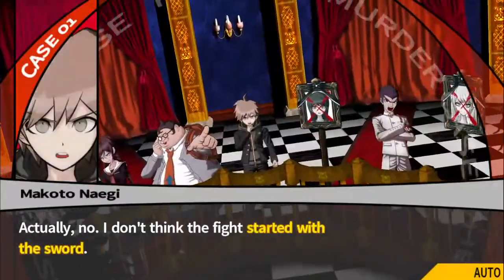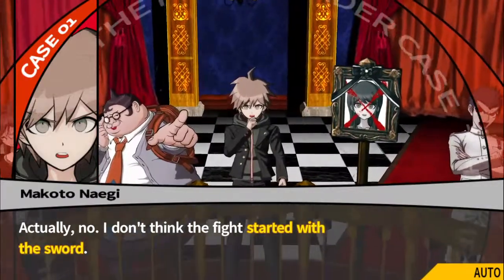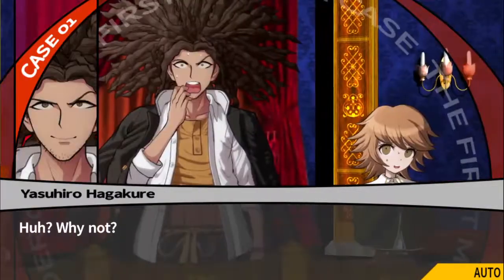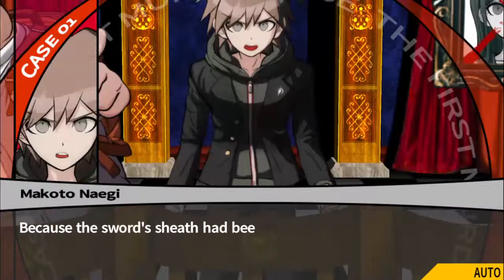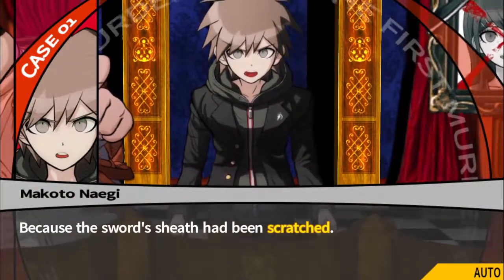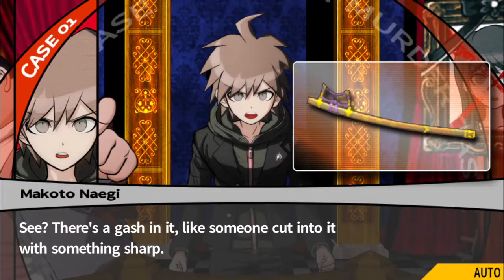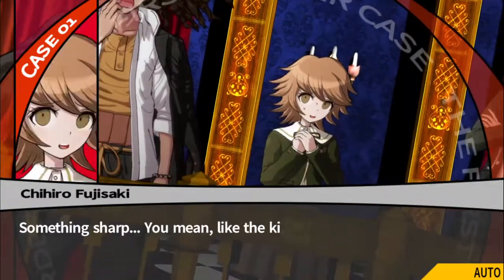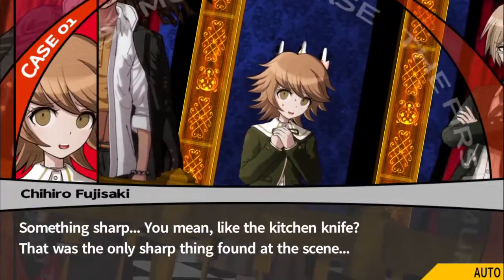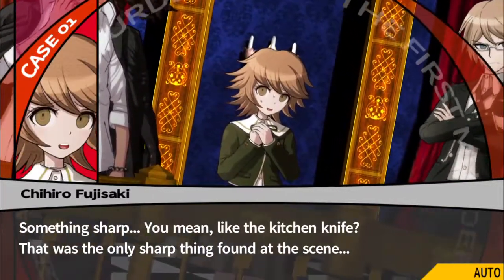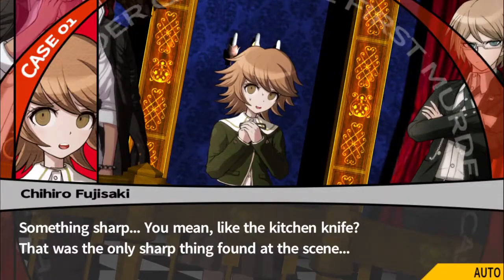Actually, no. I don't think the fight started with the sword. Why not? Because the sword's sheath had been scratched. See? There's a gash in it, like someone cut into it with something sharp. Something sharp? You mean like the kitchen knife? That was the only sharp thing found at the scene.